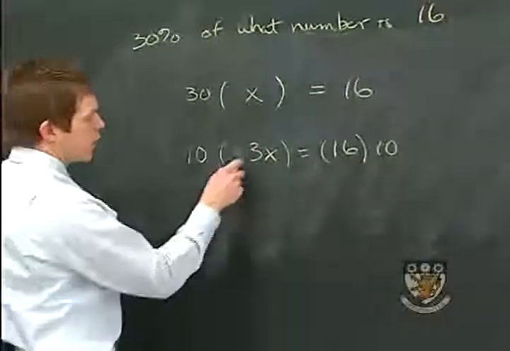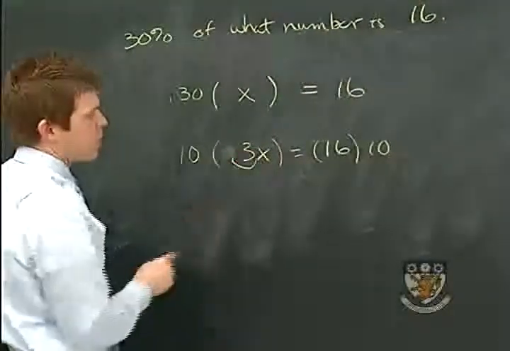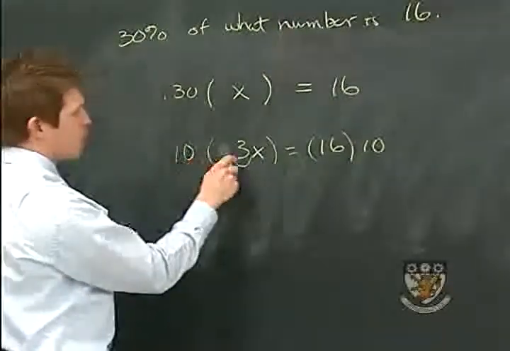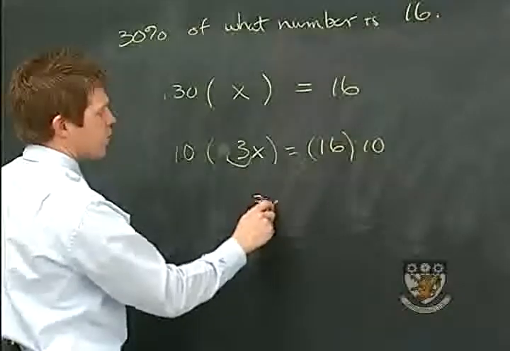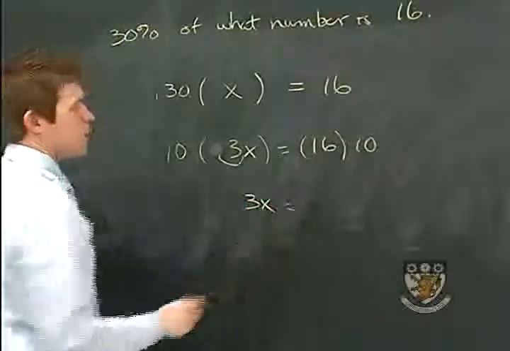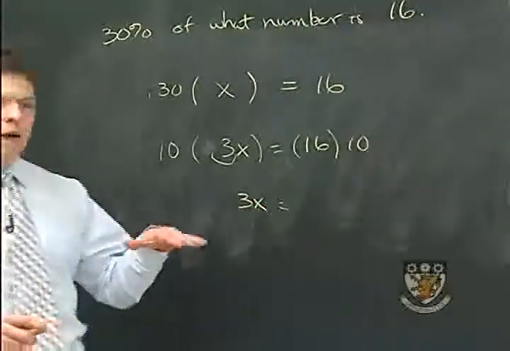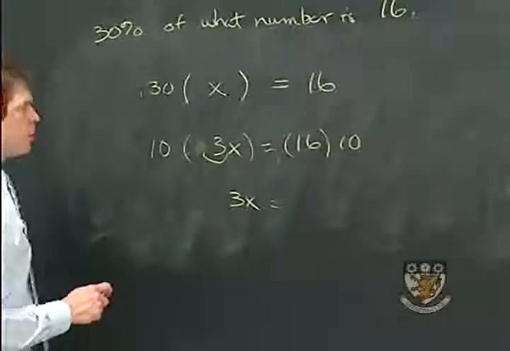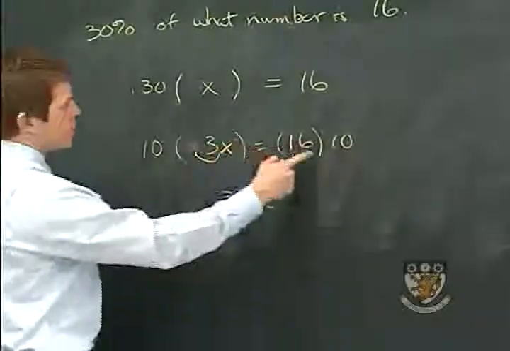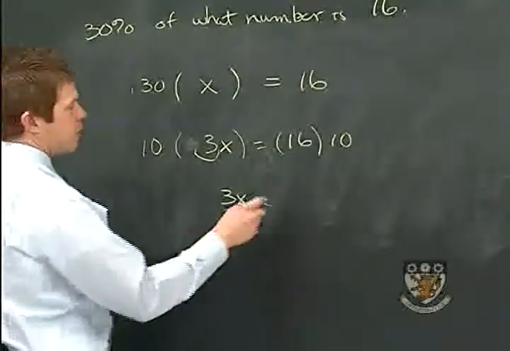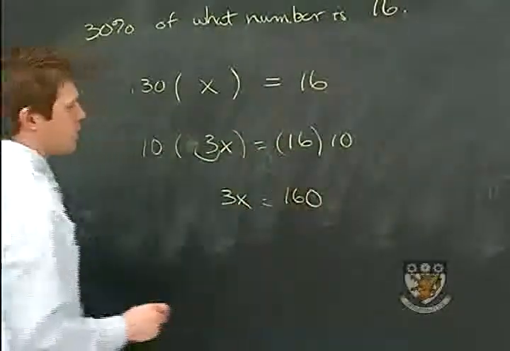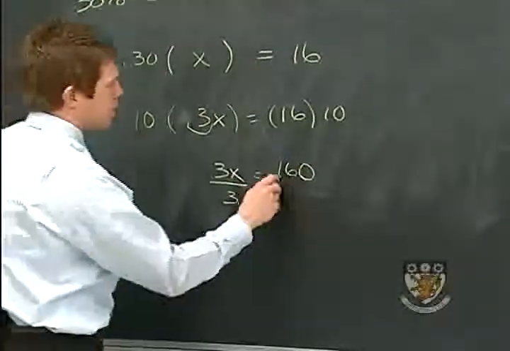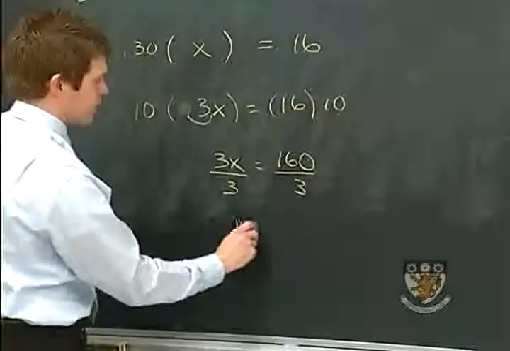The reason why I chose 10 is because if I move this decimal over one place, I'll just end up with 3x. So 10 times 0.3 is just the number 3 and then x. But remember, keeping balance, like we said earlier, you got to keep your equation balanced. If you multiply this side by 10, you also have to multiply that side by 10, and 16 times 10 is 160. Now we have a simple equation. Divide both sides by 3.